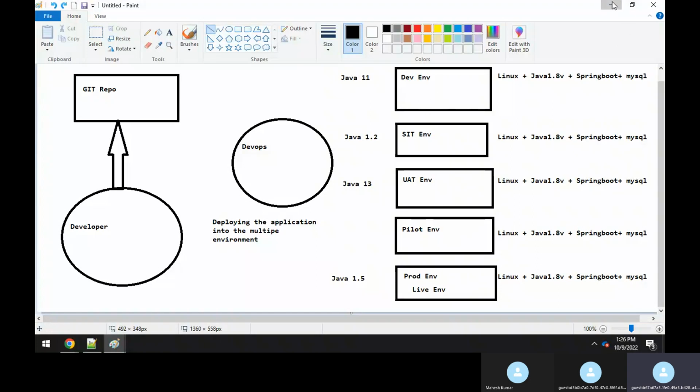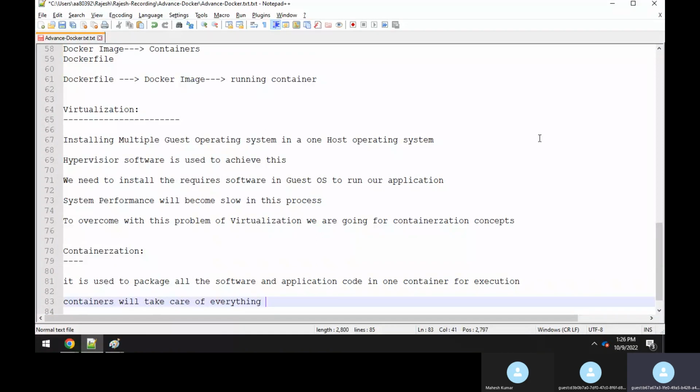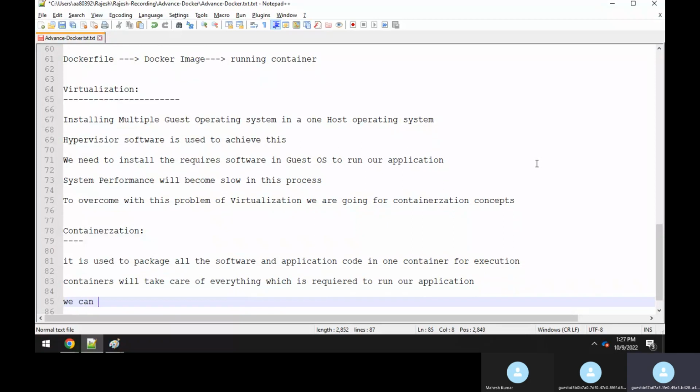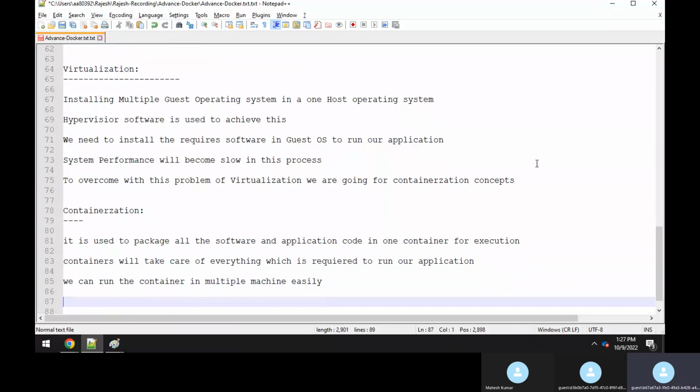Now those days are gone. The DevOps engineer, with the help of containers, has had his life made easy. Containers will take care of everything which is required to run our application. We can run the container in multiple environments or on multiple machines easily.